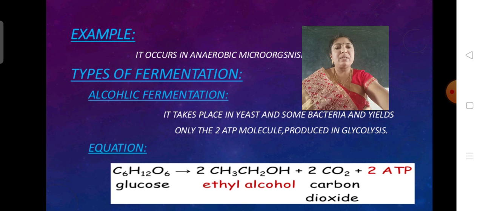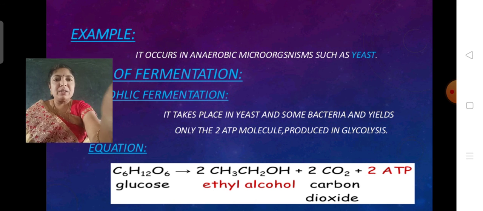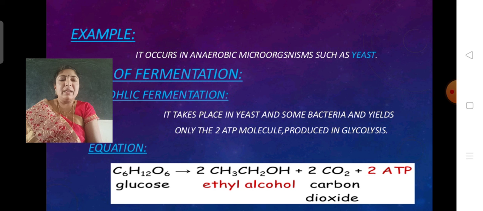See the reaction: glucose C6H12O6 gives rise to 2 CH3CH2OH, that is ethyl alcohol, plus 2 CO2, that is carbon dioxide, plus 2 ATP. During anaerobic respiration, 2 ATP are synthesized. It takes place in yeast and in some bacteria and yields only the 2 ATP molecules produced in glycolysis. So this is about aerobic and anaerobic respiration, in which the net gain of ATP in aerobic respiration is 38 ATP, whereas in anaerobic respiration the net gain is 2 ATP.